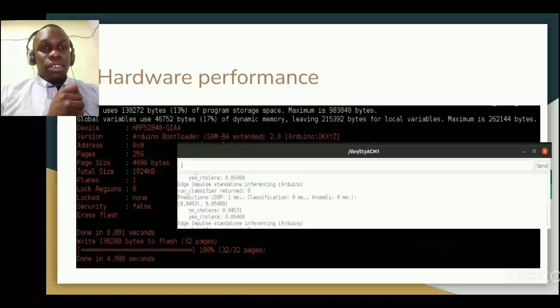So the hardware performance as well is as shown on the diagram. We noticed that we had enough memory space to store our program in dynamic memory, as well as leaving space for bytes for local variables. And the maximum is 262,144 bytes. We noticed that it also takes 1 microsecond for classification, which was very good speed. Also, we used different features, and we noticed that the classification matches the one on the cloud. So on the embedded hardware performance, the results that were acquired were desirable.